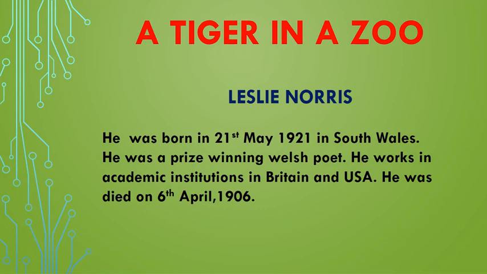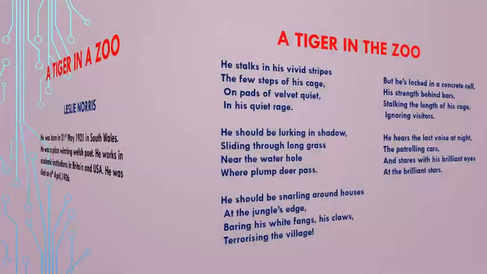Let us know about the poet Leslie Norris. He was born on 21st May 1921 in South Wales. He was a prize-winning Welsh poet. He worked in academic institutions in Britain and USA. He died on 6th April 2006.